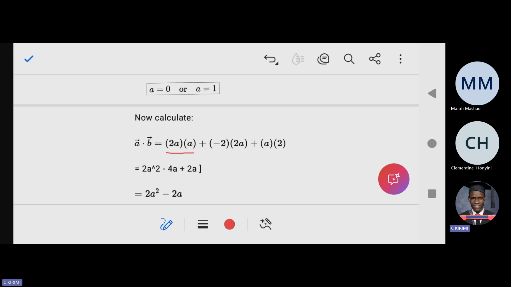2 times A, we are going to get what? 2A, 2 squared. And then positive times negative, that is the negative, which is there. Then 2 times A, it's 4A, and then 2 times that is 2A. Then you group the like terms together, which is those minus 4A and 2A, it gives you what? Minus 2A. The first one is 2A squared.